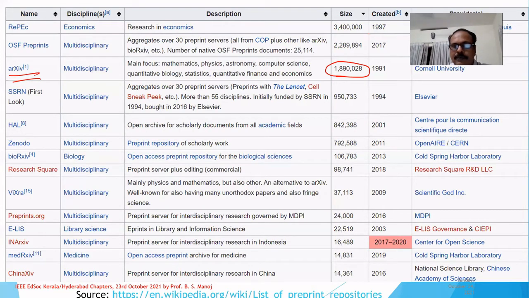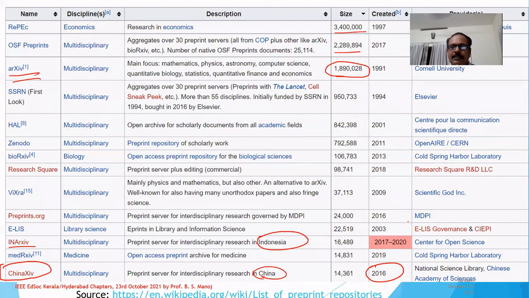So in fact, whatever had been started subsequently in this area had become even more popular too. In fact, today, the countries have understood the importance of this. So you can look at this China Archive. China Archive has been established in 2016, and they have realized that preprint server for a country was needed. Indonesia had set up a preprint server called Inarchive. So, which means that the preprint service is becoming very relevant, important.